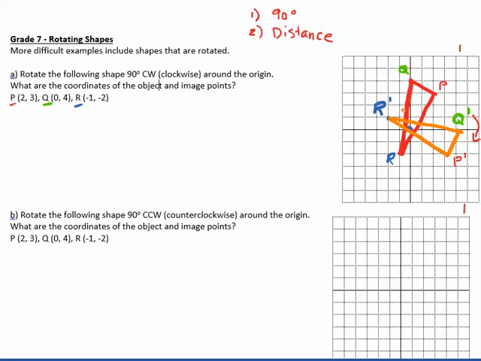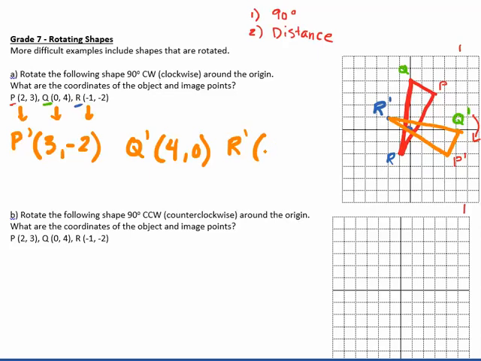So when you are rotating a shape, just rotate each individual point. And so let's find the coordinates of the image points. So P prime ends up being 3, -2. Q prime ends up being 4, 0. And R prime ends up being -2, 1. So with these three new points, I can connect those and I get this new image for the triangle.